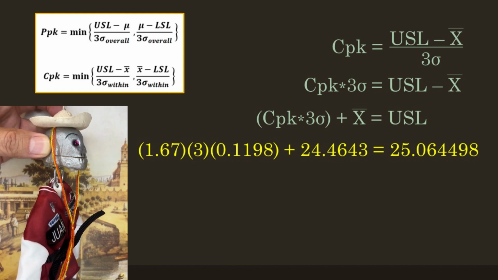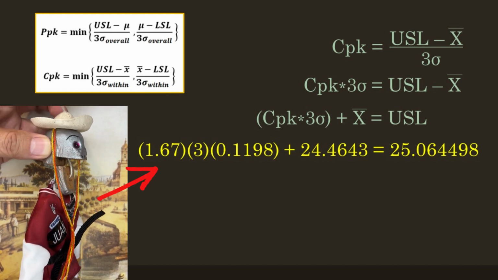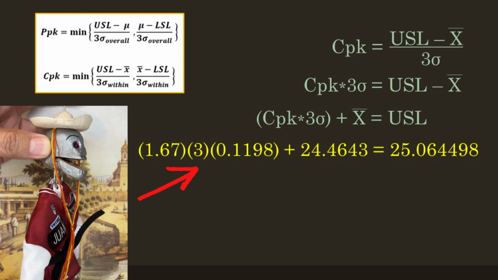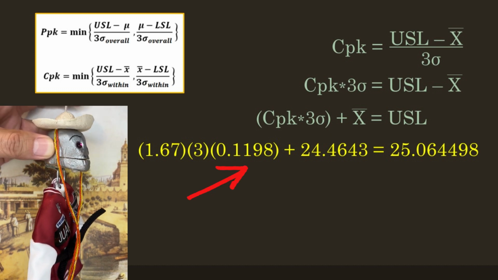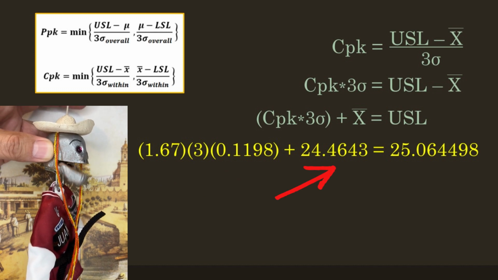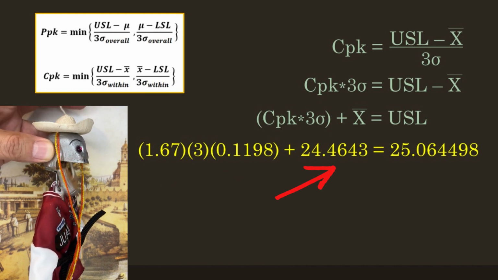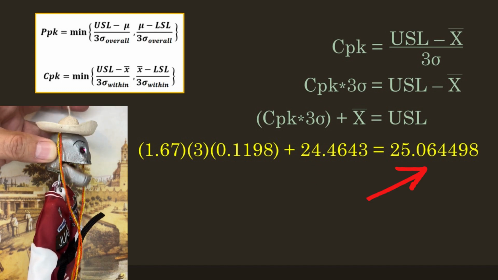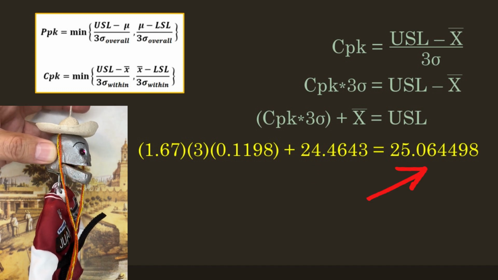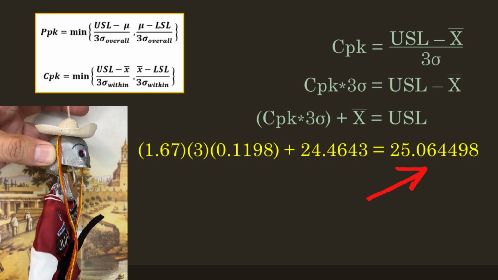Next, we replace the values of 1.67 for the CPK times 3 times the standard deviation of 0.1198 plus the sample mean of 24.4643, and we obtain the value for the upper limit, which is 25.064498.